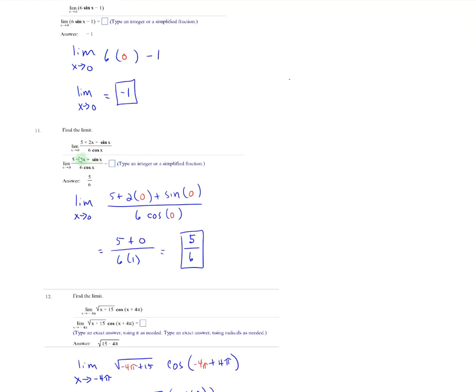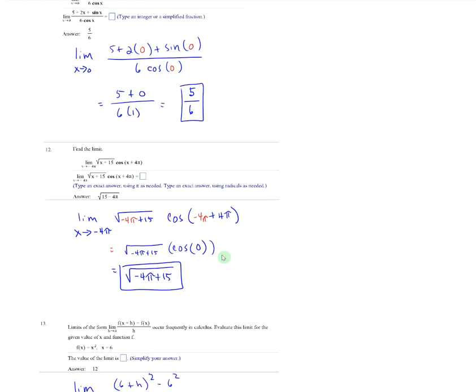Number 11, can we put 0 in the denominator? Cosine of 0 is 1, so that's going to be okay. So we plug in 0 here, 0 here, and 0 here. So this is 5 plus 0 plus sine of 0. Sine of 0 is 0, so that's gone and that's gone. So we just have 5. Down here, cosine of 0 is 1, so we have 6 times 1. So we have 5 over 6. So it's good to remember your sines and cosines and at least the quadrantal angles on those.